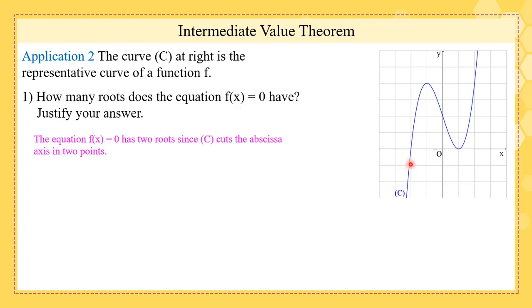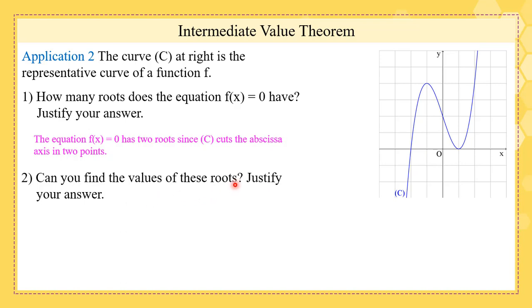Now here, remember, when we have the graph, we don't have to go on talking about the intermediate value theorem because you can just see it graphically. So the equation f of x equals 0 has two roots, since C cuts the abscissa axis in 2 points. In fact, these are the roots. This is one of them, this is the other one. Can you find the values of these roots to justify your answer?